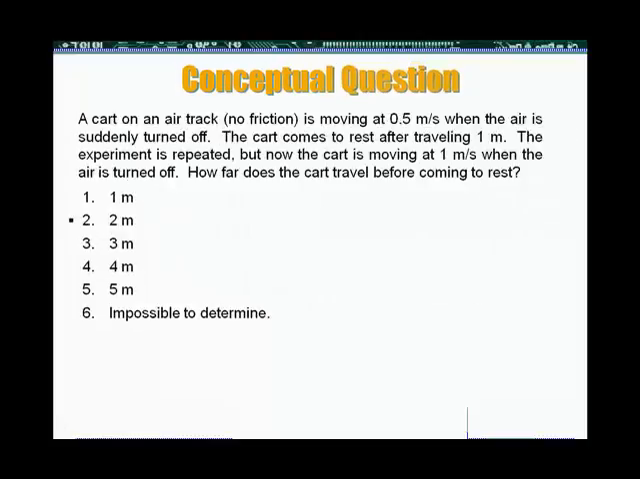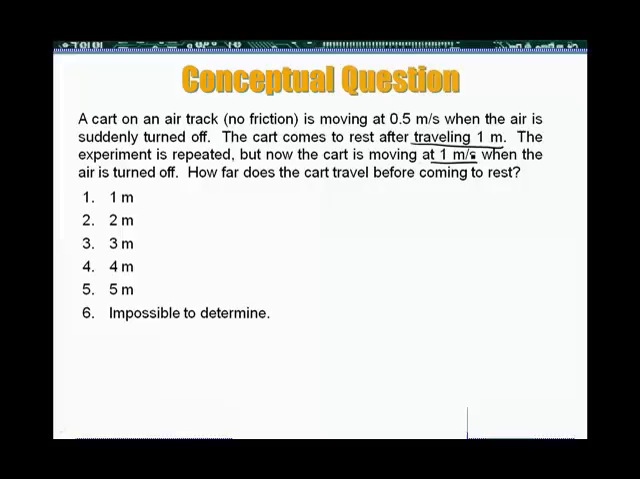Okay. Now this promises to be a little bit trickier. A cart on an air track, no friction, that's the meaning of air track, is moving at 0.5 meters per second when we cut off the air. The cart comes to rest after traveling 1 meter. We repeat the experiment, but now the cart is moving 1 meter per second when the air is turned off. How far does the cart travel before coming to rest?